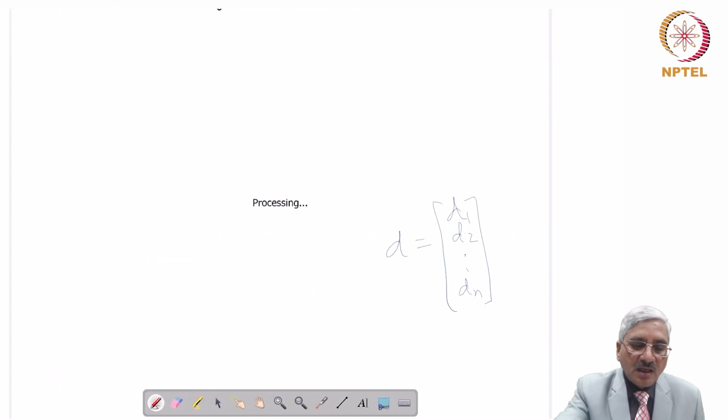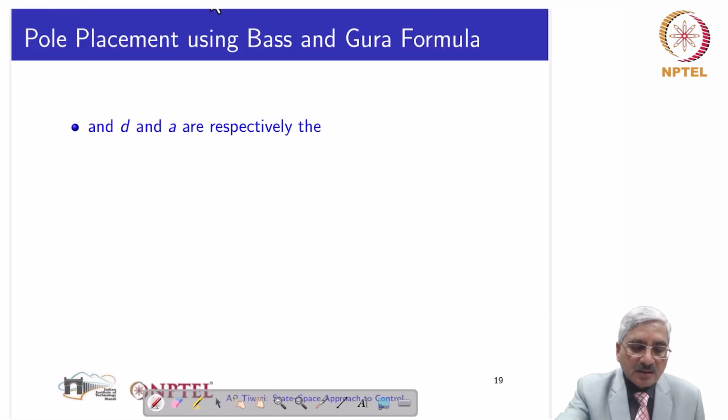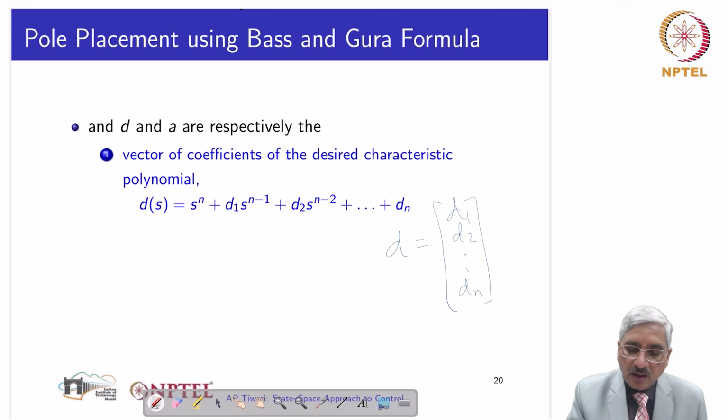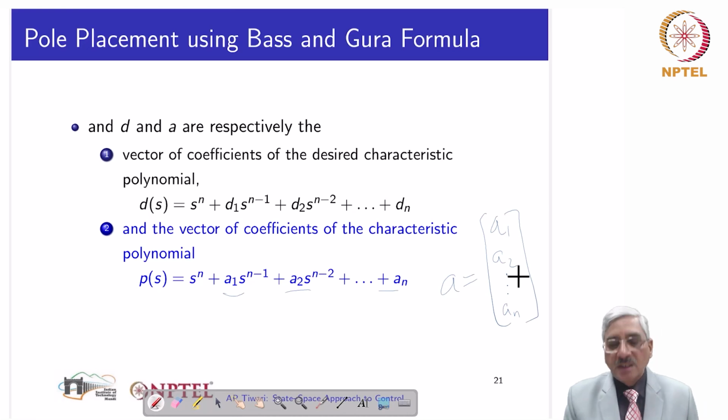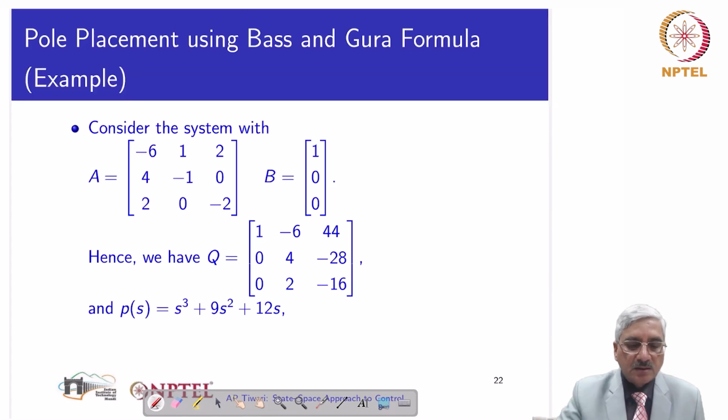So D minus A, where D is as I wrote this one and A is this one, is essentially the difference of the coefficients of the characteristic polynomial of the terms n minus 1, n minus 2, etc. between the desired characteristic polynomial and the actual characteristic polynomial of the open loop system matrix. And so we have to evaluate and we get the control gain K for the system.